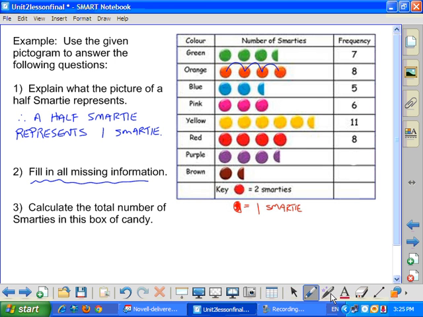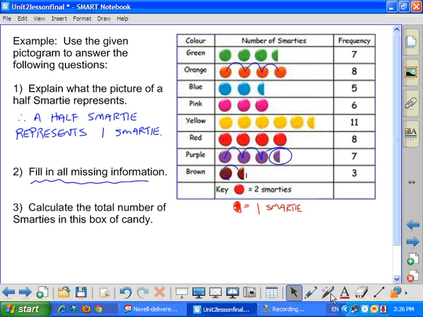Purple. 2, 4, 6 and a half. So that's going to be 7. I shouldn't be saying 2, 4, 6 and a half. 2, 4, 6, 7. So there should be 7 purple Smarties. And brown, there's a whole 1 and a half. So that means I'll have 2 and 1. So it should be 3. Okay, so we filled in the blanks from the chart.